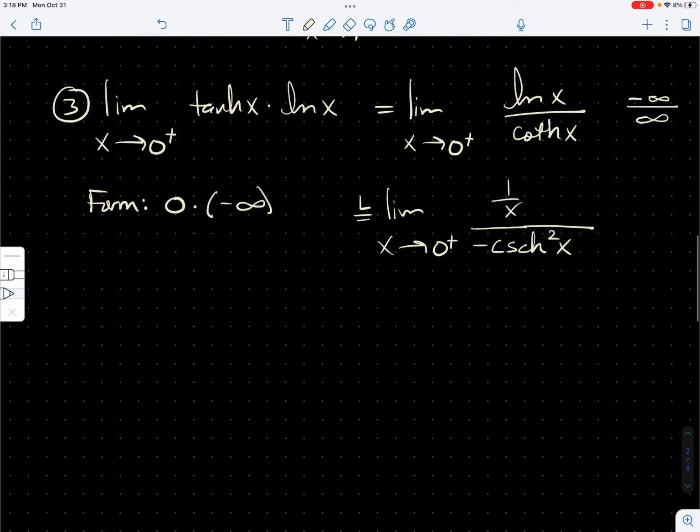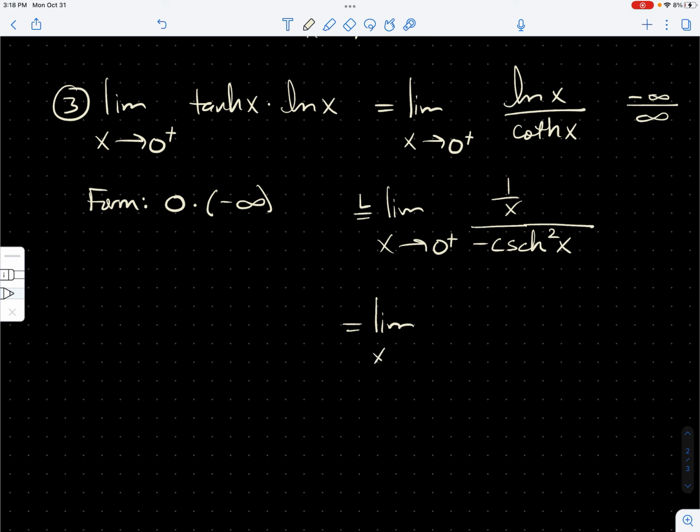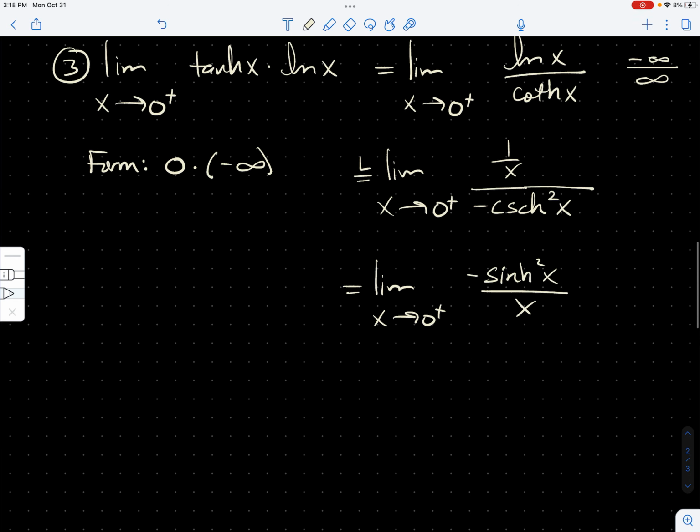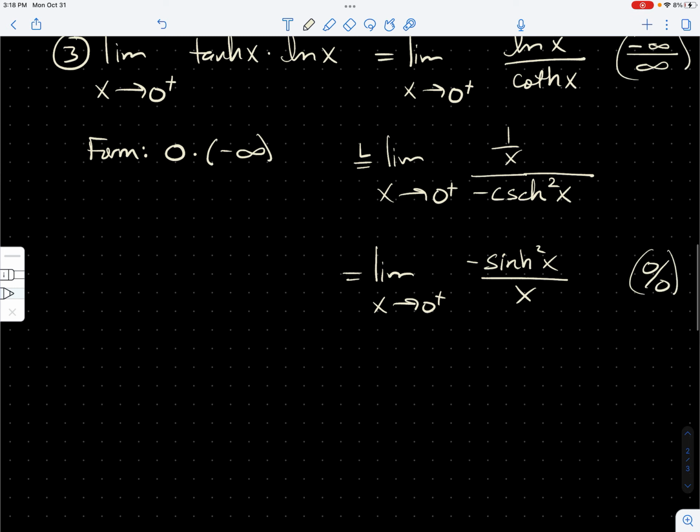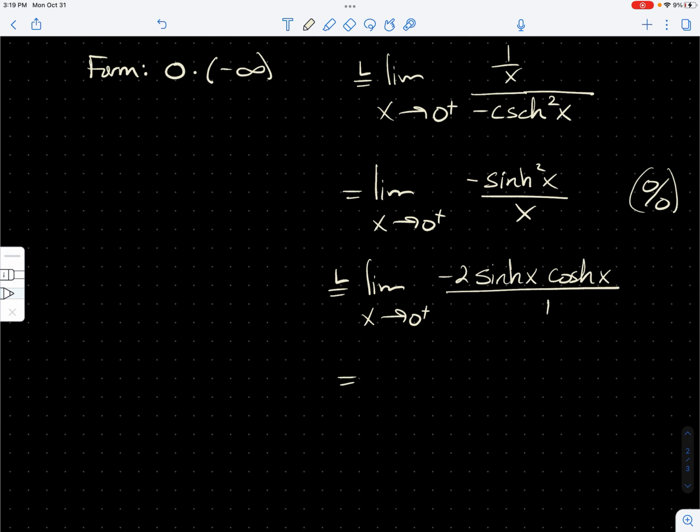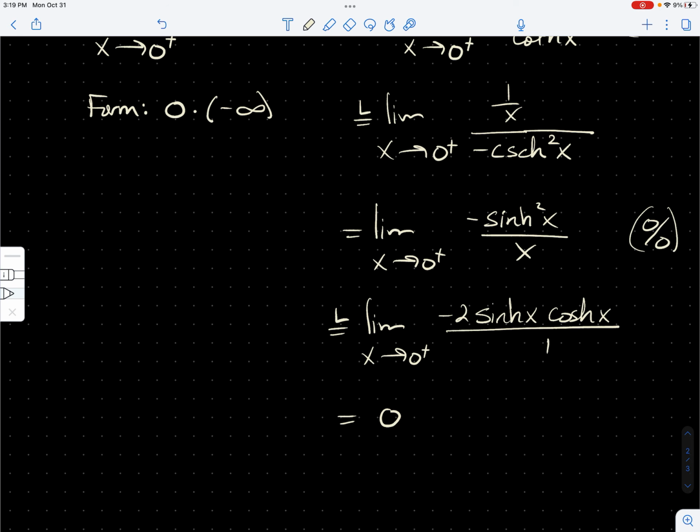So I can pull that upstairs as a sinh, and I can write this as the limit as x goes to 0 from the right of negative sinh squared x over x. I actually need to do L'Hopital again because now the form here is 0 over 0. But I can handle L'Hopital one more time, and I get the limit as x goes to 0 from the right of negative 2 sinh x cosh x all over 1. This limit you can evaluate directly. Sinh of 0 is 0, cosh of 0 is 1. And so this is just 0. And I just had to pull some things downstairs to make it happen.